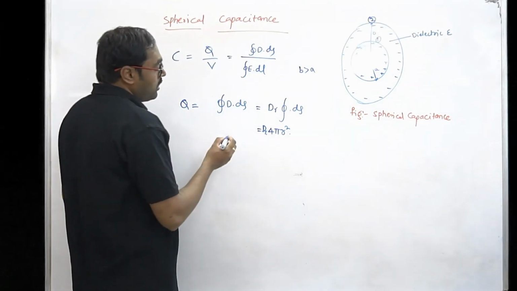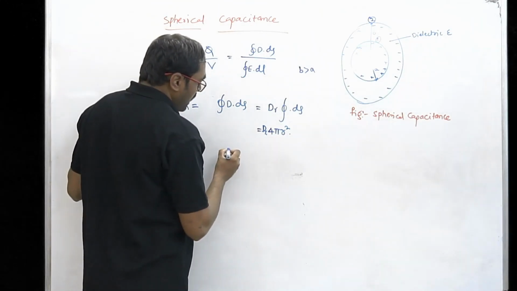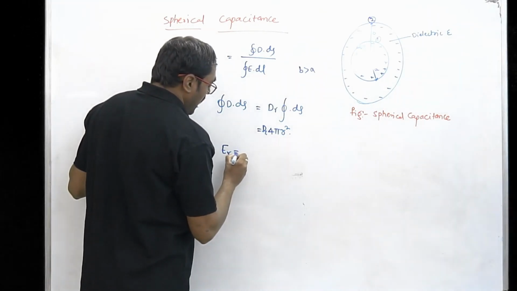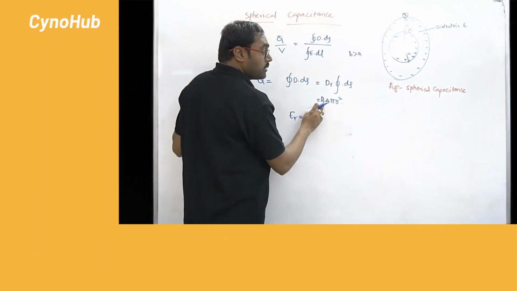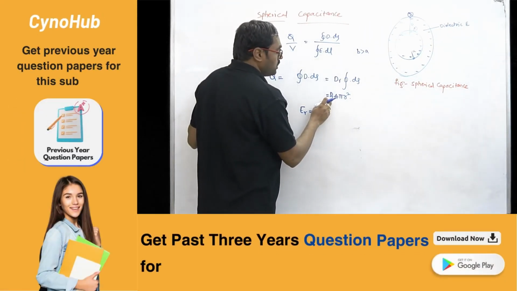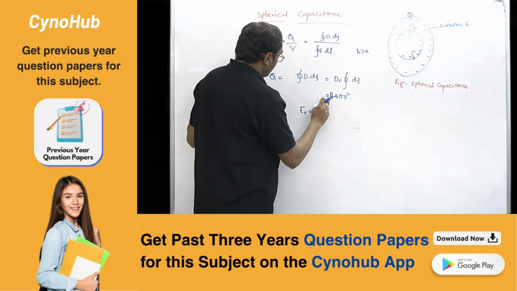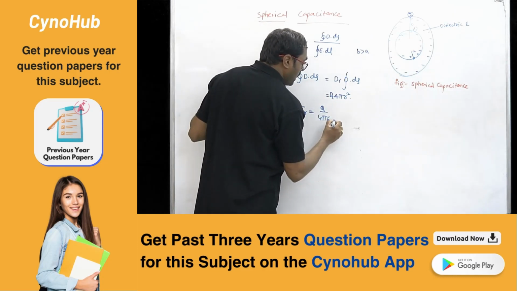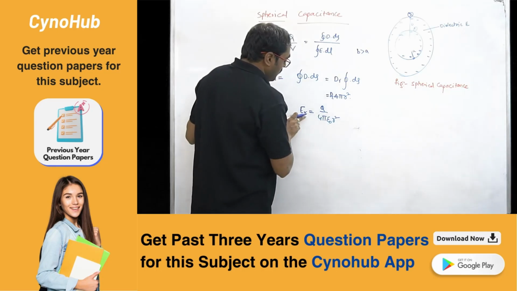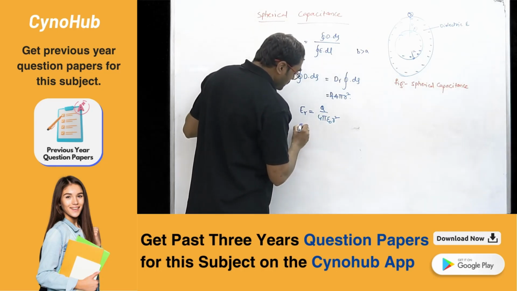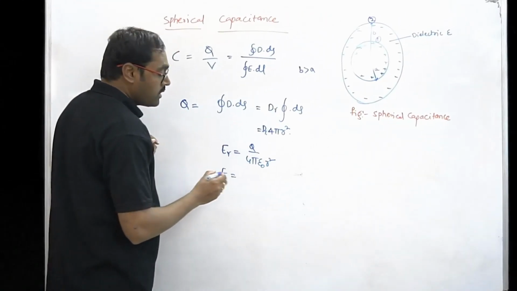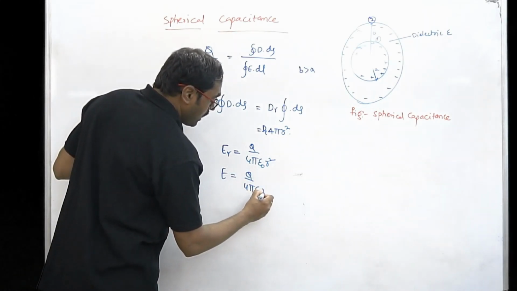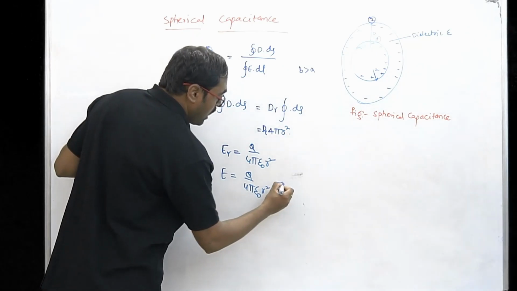For example, from this equation we will get E_R, instead of D we can write epsilon into E, epsilon into E_R. That's why we get Q by 4 pi epsilon naught into R square. In generalized form, E equals Q by 4 pi epsilon naught into R square, a_R bar.